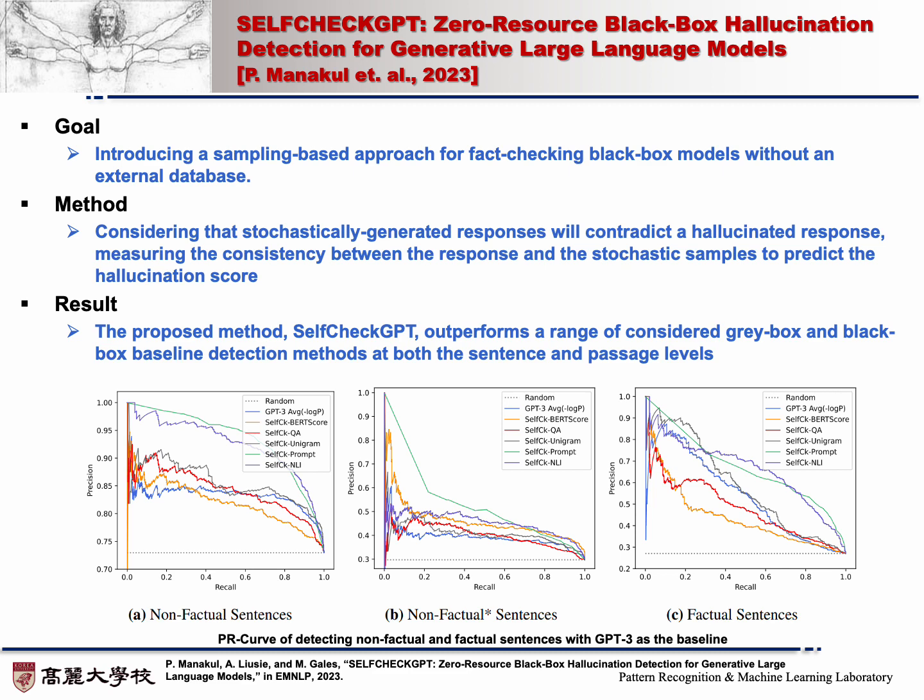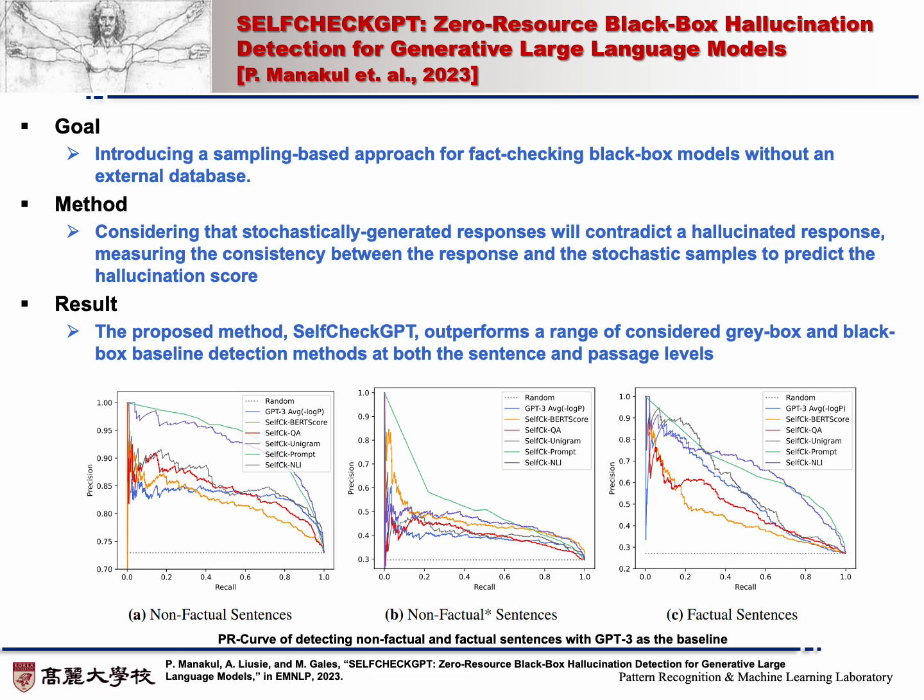So the researchers leveraged the fact that if the model generates a hallucinated response, or a response based on non-existent data, then stochastically generated samples from the same model are likely to contradict this hallucinated statement. By comparing the initial response with multiple samples generated stochastically, they can assign a hallucination score, and this score indicates the likelihood of a statement being a hallucination based on its consistency with the samples.